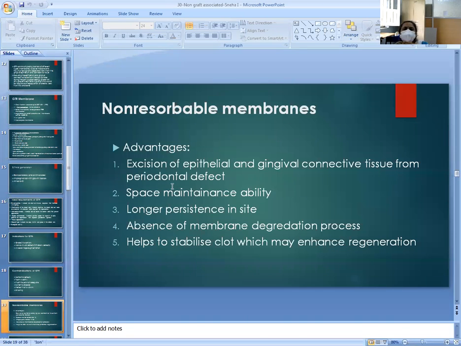Then non-resorbable membrane. Advantages of non-resorbable membrane: exclusion of epithelial or gingival connective tissue, meaning it prevents epithelial cells from downgrowth. Then space maintenance, because the membrane is stiff, and longer persistence in the site, it remains for a longer time period. Absence of membrane degradation process, because it is not resorbable, and it helps to stabilize the clot.